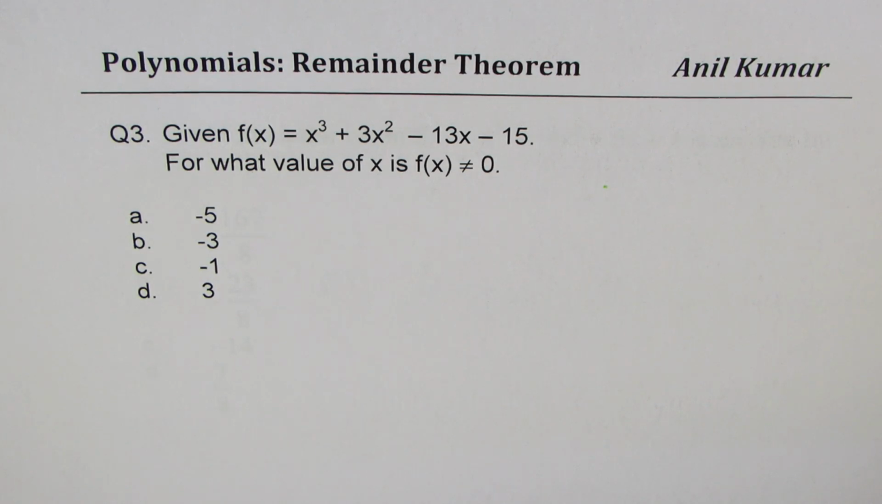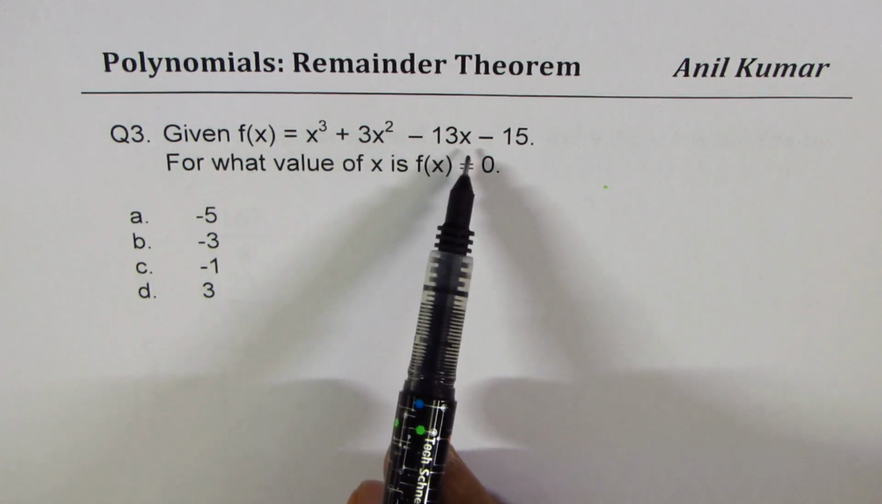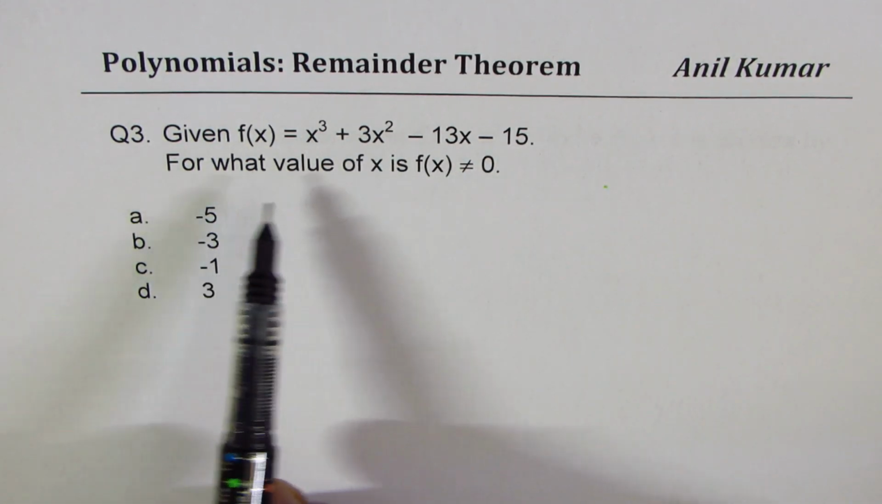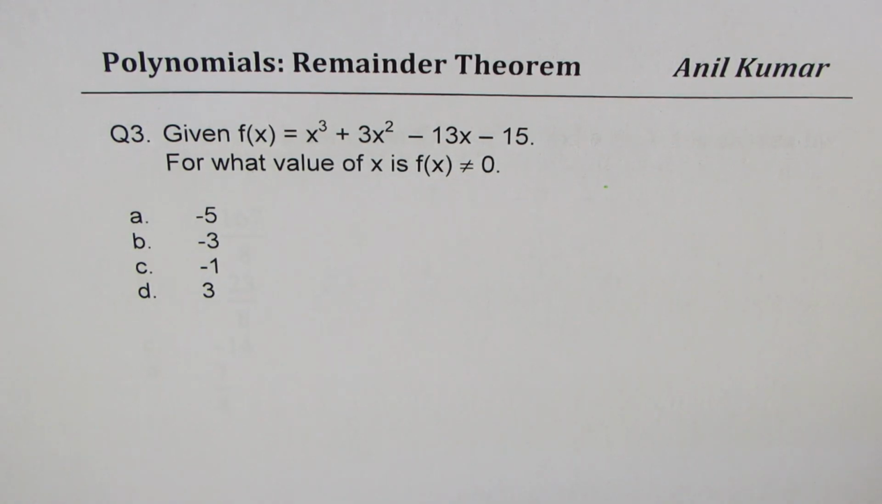Question number 3. Given f(x) = x³ + 3x² − 13x − 15, for what value of x is f(x) not equal to 0?